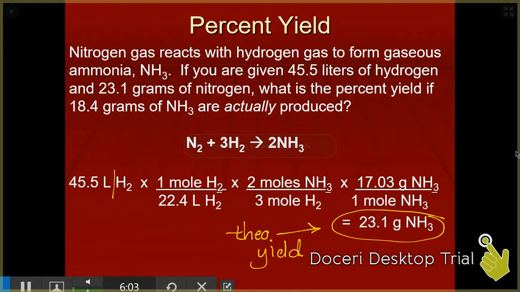Okay, and if you're wondering, well, how did you know not to use 23.1 grams of nitrogen, the other reactant, to calculate the theoretical yield? Remember, guys, we previously found out that the nitrogen was our excess reactant. We don't ever use the excess reactant to calculate the amount of product because that's not a correct number. We always want to use our limiting reactant to calculate the correct amount of product. So this number at the end, 23.1, that is our theoretical yield.